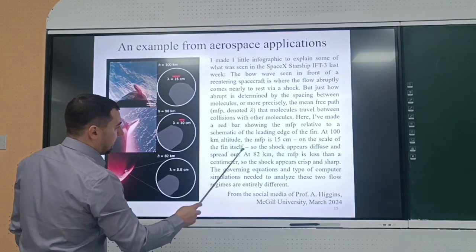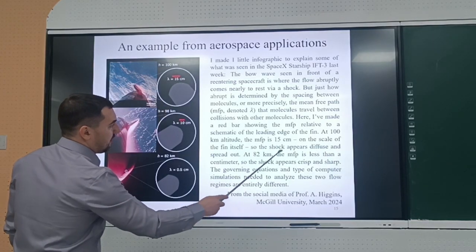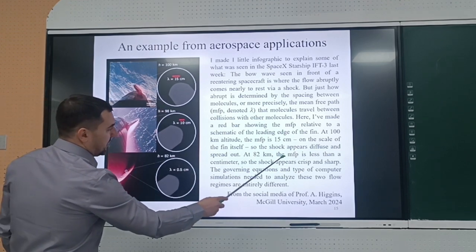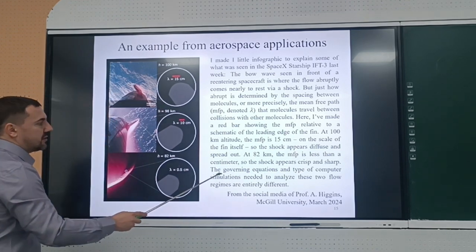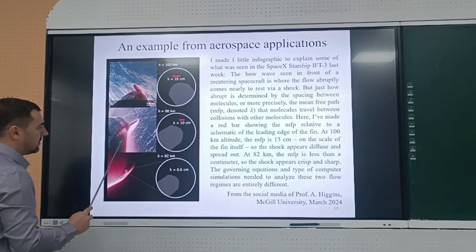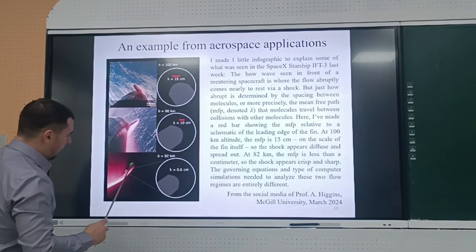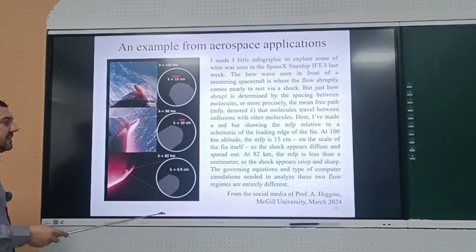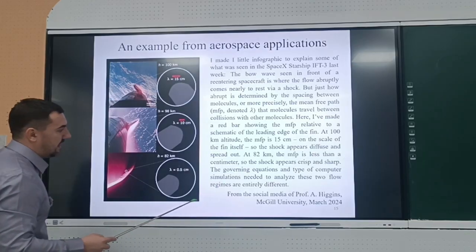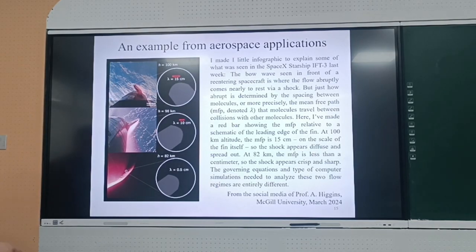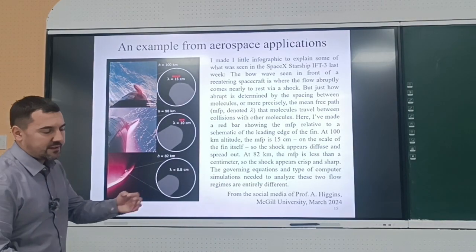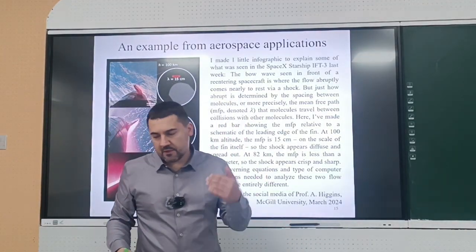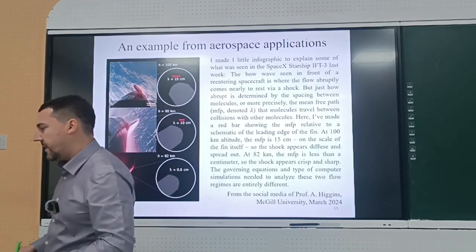On the scale of the fin itself, the shock appears diffusive and spread out. At 82 kilometers, the mean free path is less than a centimeter, so the shock appears crisp and sharp. The governing equations and the type of computer simulations needed to analyze these two flow regimes are entirely different. So this is also an example that you are unable to take just one software, just one model, and compute everything that you need for your spacecraft applications.